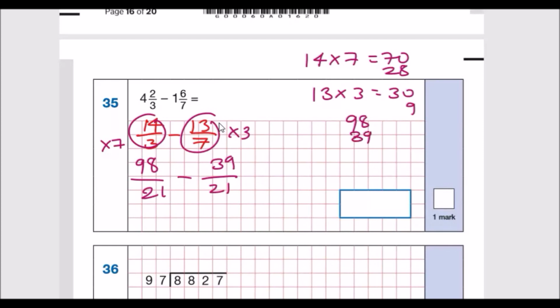There is a faster way, but oh God, I should have done it first time. 8 take away 9 you can't do. Borrow, the 9 becomes an 8. Carry the 1. 18 take away 9 is 9. 8 take away 3 is 5. So it's 59 over 21. I don't think we can simplify that further, can we?